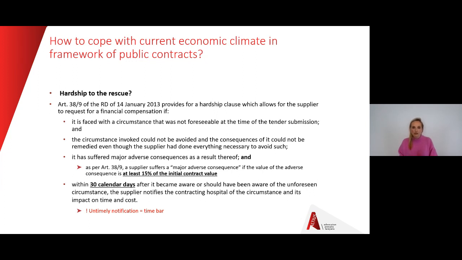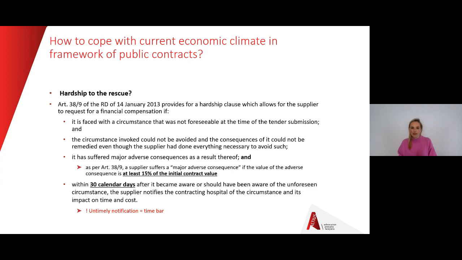And what is a major adverse consequence for supplies? It should be at least 15% of the initial contract value. And this is a very high threshold, especially for supplies and services. For works, it's lower. It's 2.5%, so that's a different ballgame. But for supply contracts, 15% of the initial contract value, that seems a lot. But with the current inflation rates, who knows where we will end up. So that might also be a threshold which might be reached in the future.